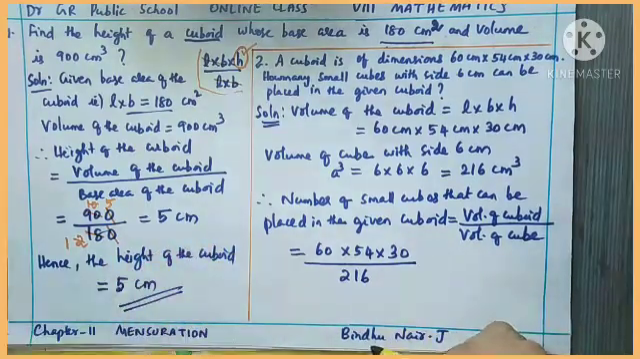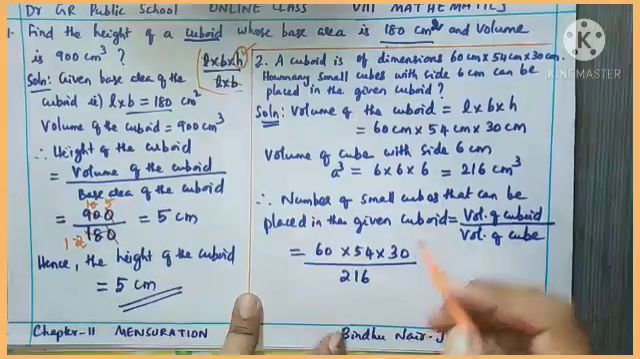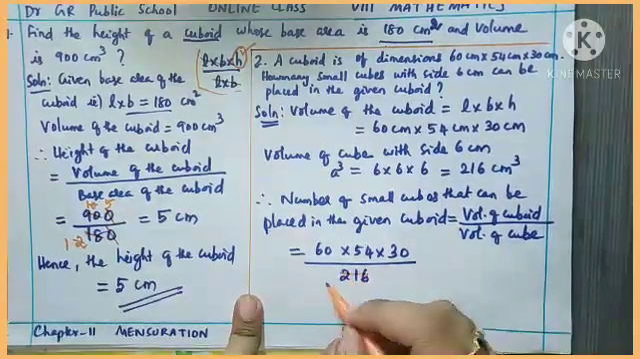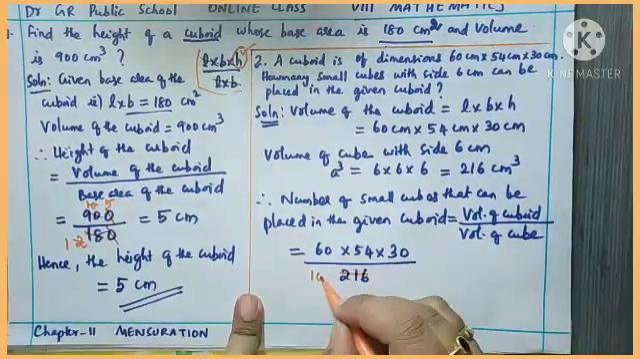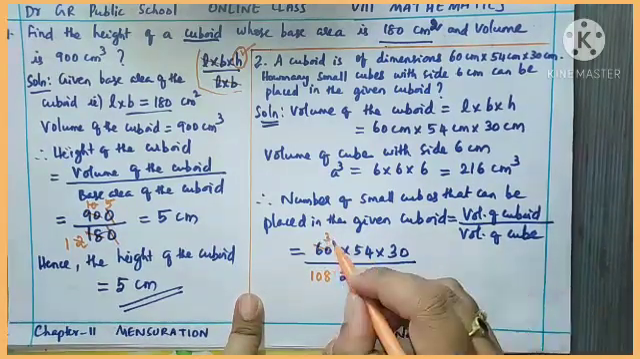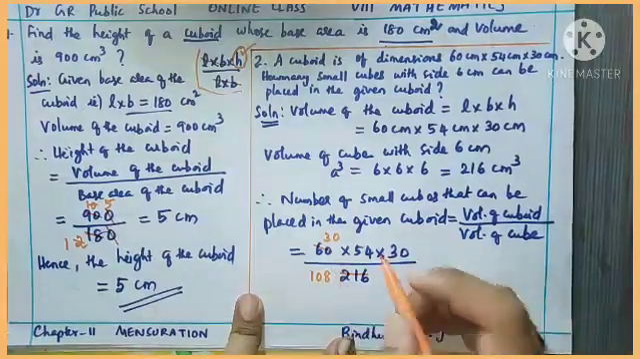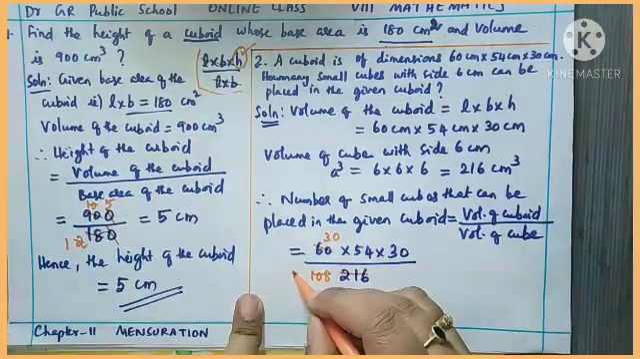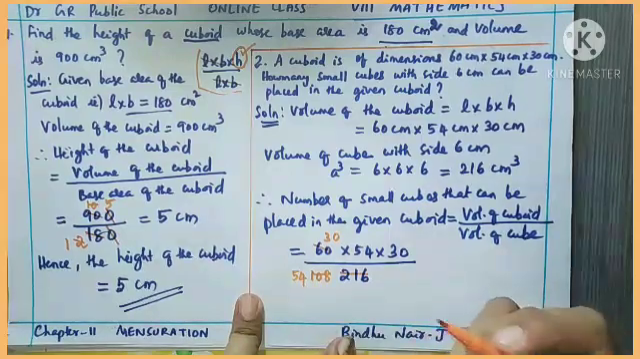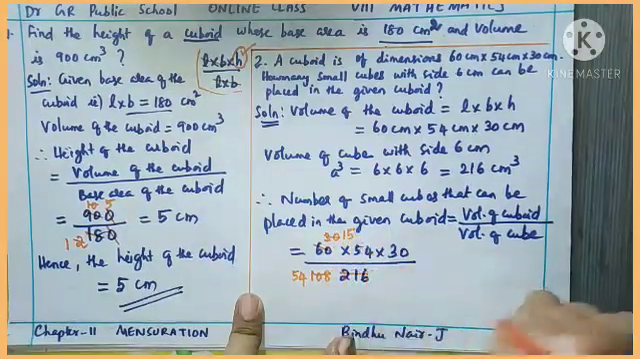Now we need to reduce the values. You can reduce by the 2 table. 1 2 is 2, 0, 8 2s are 16. Here 3 2s are 6, 0. Okay. Again we can reduce by the 2 table. 5 2s are 10, 4 2s are 8. Here 1 2 is 2, 5 2s are 10.